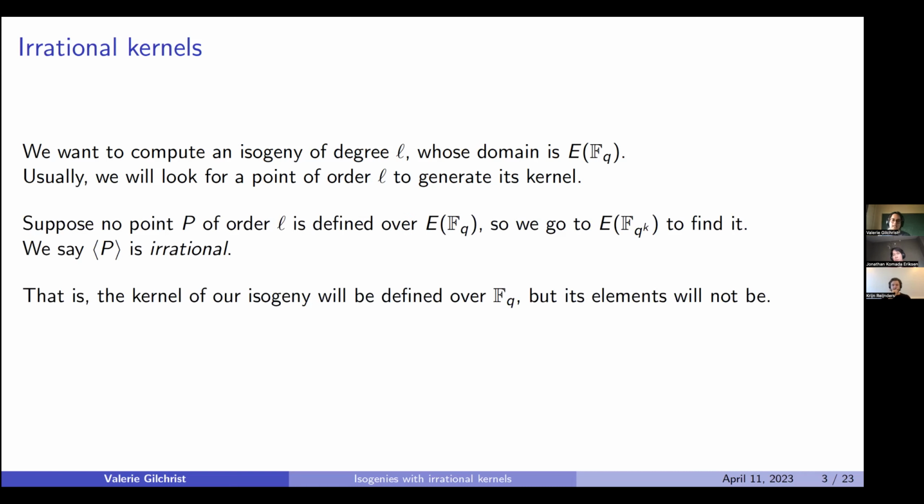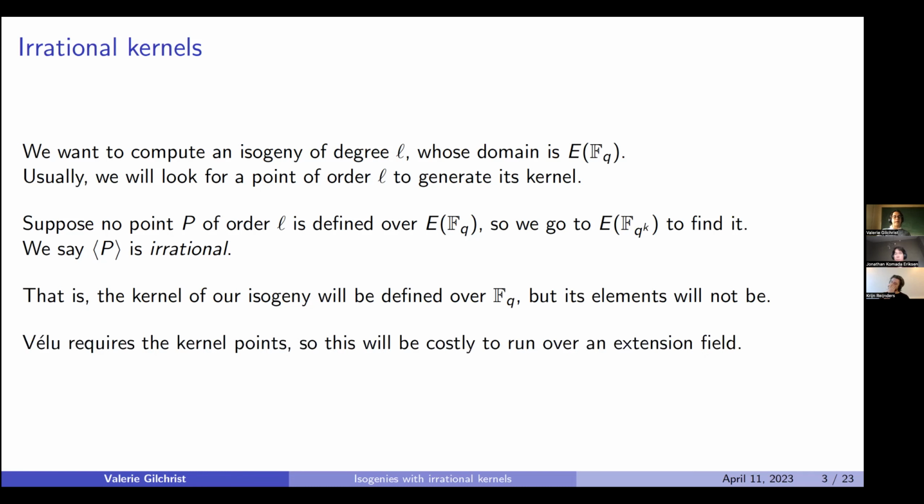Now, suppose that you can't find such a point over your base field. In order to find your point of order L, you actually need to go to an extension field. That means the group generated by this point, let's call it P, is what we call irrational, because it's not over our base field. If you were to build an isogeny from this point, you're going to end up with an isogeny that is over the base field, but whose kernel points are not.